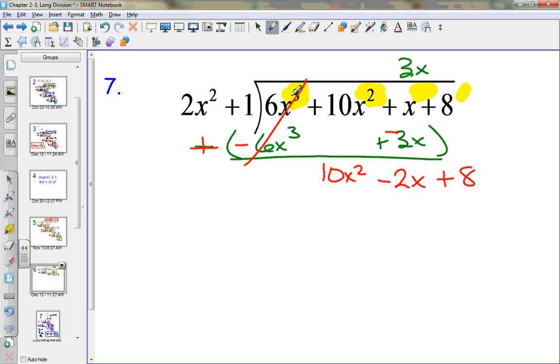What do I multiply 2x squared by to get 10x squared? A 5. So multiply on the diagonal. 5 times 2x squared is going to be 10x squared. 5 times 1 gives me a 5. Again, putting it underneath its like term.